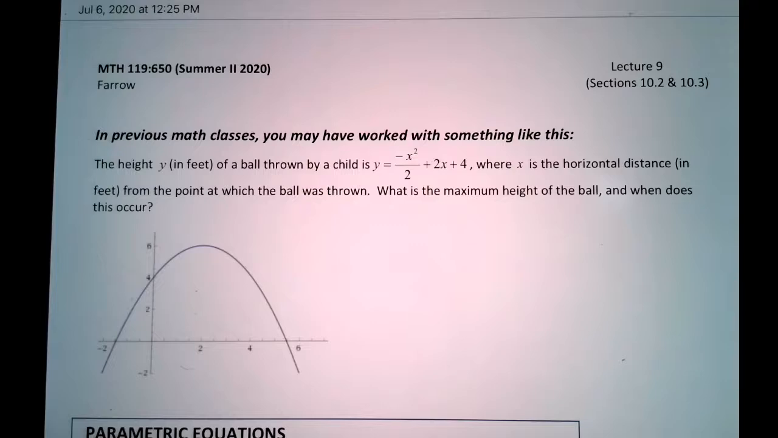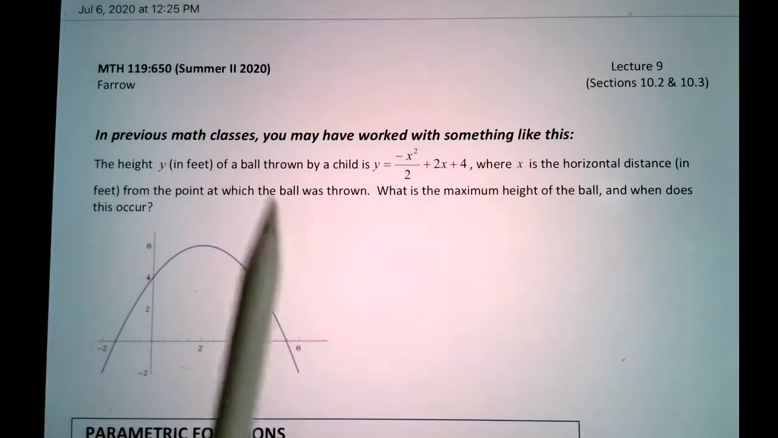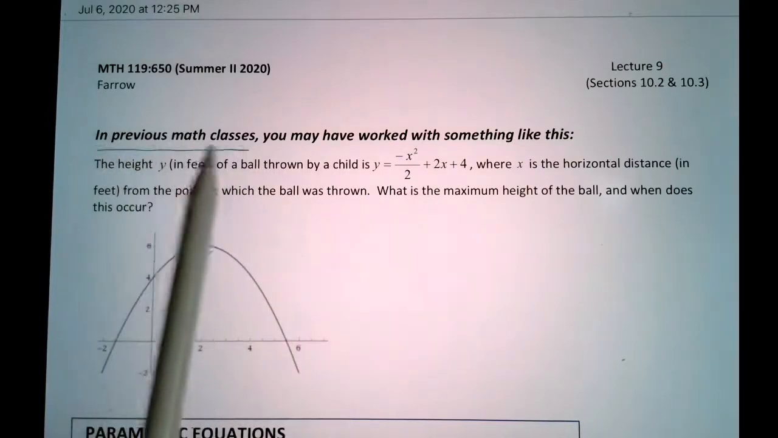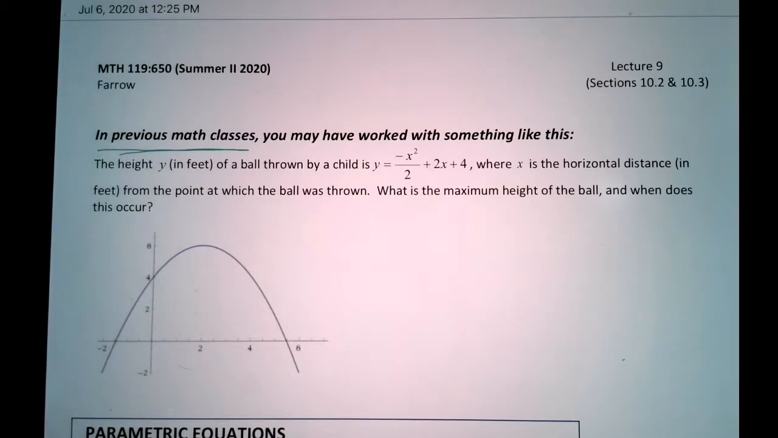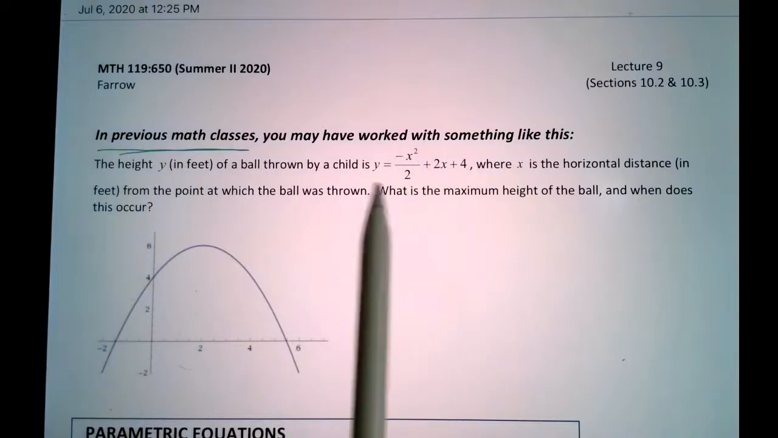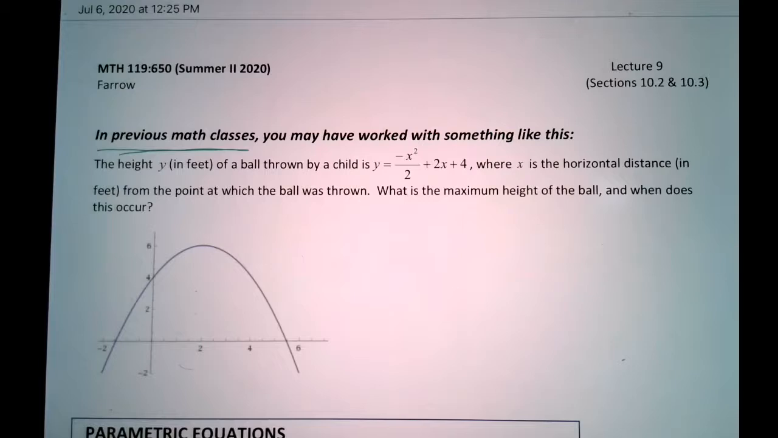So I just wanted to give you some background for why does anybody want to talk about parametric equations, or why do we need it? In this example here, this is what you likely have seen in an advanced algebra class or pre-calculus. And so just this little example of an application problem, right? So we've got this equation that describes the path of a ball thrown by a child.